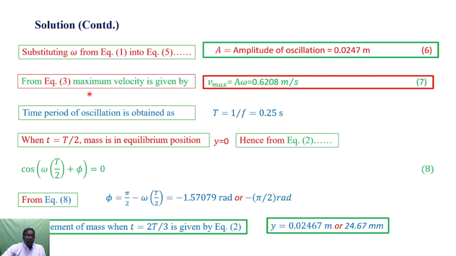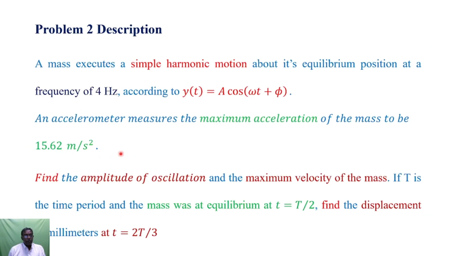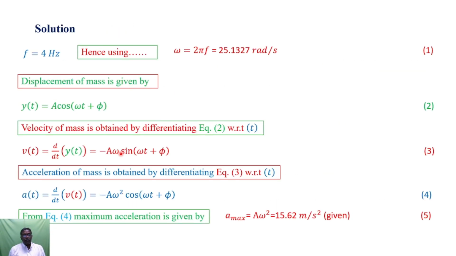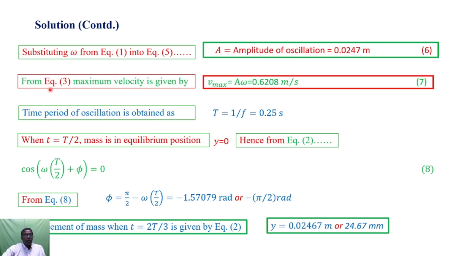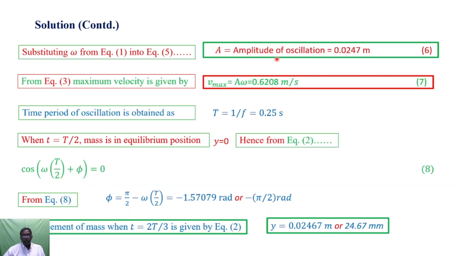From equation 3, the maximum velocity is given here. From equation 6, the maximum velocity is a omega. The maximum velocity can be found from equation 3, which is a omega. Here a is known, 0.0247 meter, and omega is known, which is 25.1327 radian per second, from which I obtain V max, that is equation number 7.